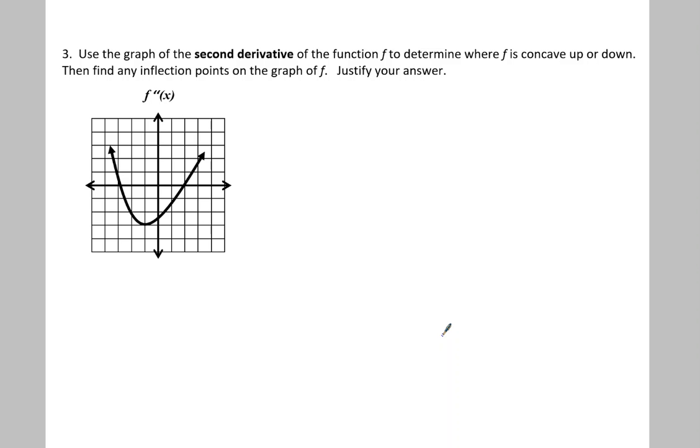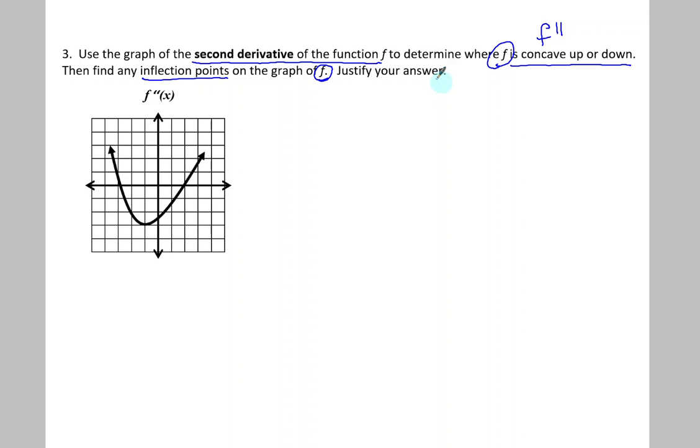In these examples, we're going to use graphs of derivatives to help us tell about the concavity of a function. Use the graph of the second derivative of the function f to determine where f, the graph we don't see, is concave up or down. So remember, that means we have to think about if f double prime is positive or negative. Then find any inflection points on the graph of f, again, the graph we don't see.